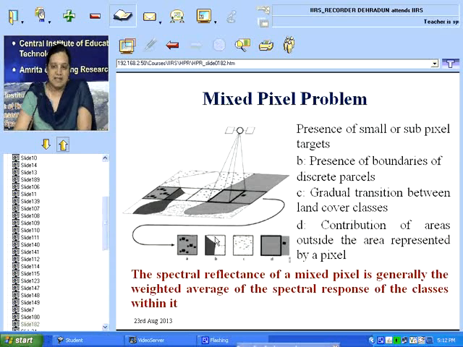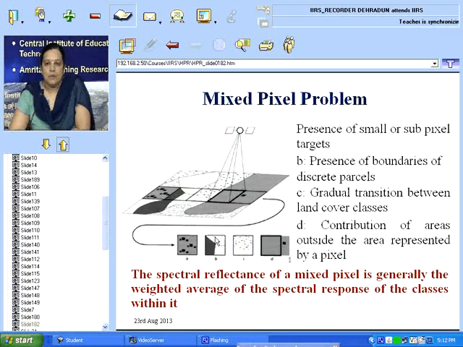This is an example of a mixed pixel where within the same pixel, one big pixel, you have different land use, land cover classes and the presence of small or sub-pixel targets, and transitions from one land cover class to another. What happens is that combinedly the spectra would be much different from the pure pixel. So it is difficult for us to differentiate or identify the particular land cover present there.